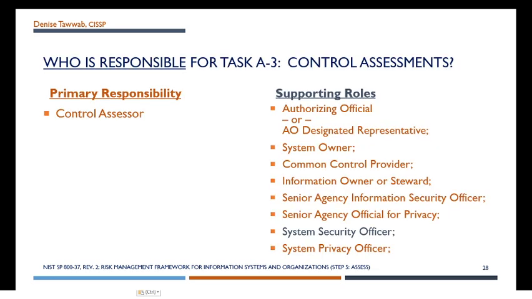The primary responsibility for your control assessments is going to be the control assessor. Supporting roles will be the authorizing official, system owner, common control provider, the information owner, the chief information security officer, the chief privacy officer, and the system security and privacy officers.